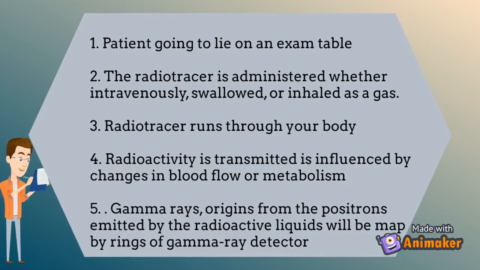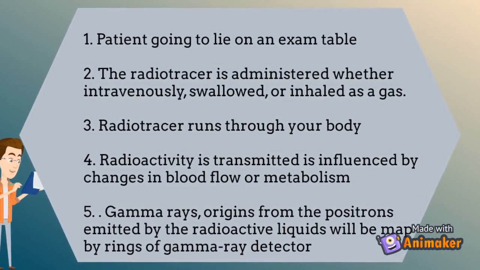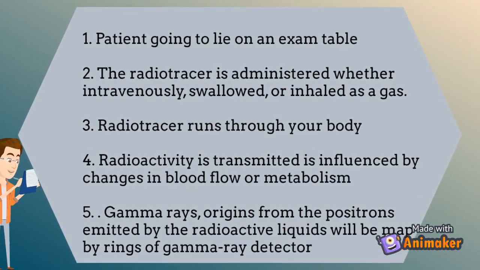Procedures of PET scanning. First of all, the patient is going to lie on an examining table. Then, depending on the nuclear medicine test, the radio tracer is administered either intravenously, swallowed, or inhaled as a gas. The radio tracer will run through your body and can take a few seconds to a few days before accumulating in the area under examination. Next, how radioactivity is transmitted is influenced by changes in blood flow or metabolism. Lastly, gamma rays, originating from the positrons emitted by the radioactive liquids, will be mapped by rings of gamma ray detectors.